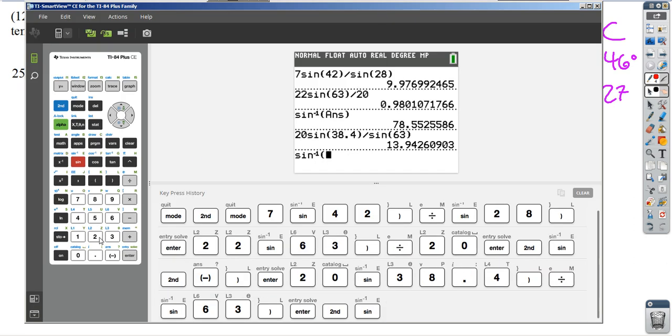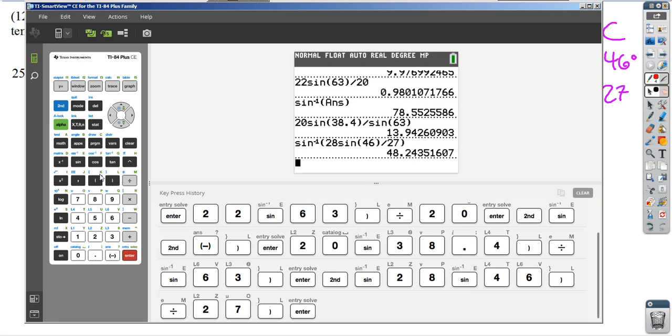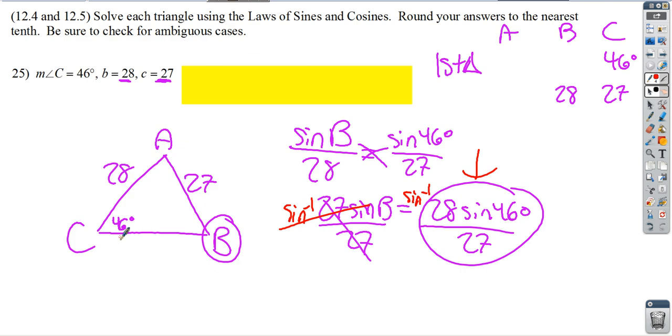28 sine 46, let's make sure we get the parentheses right, divided by 27, and we get a 48.2 degree angle, which makes sense because B is supposed to be a little bit more of an angle than C. So 48.6 degrees. So let's fill that in.